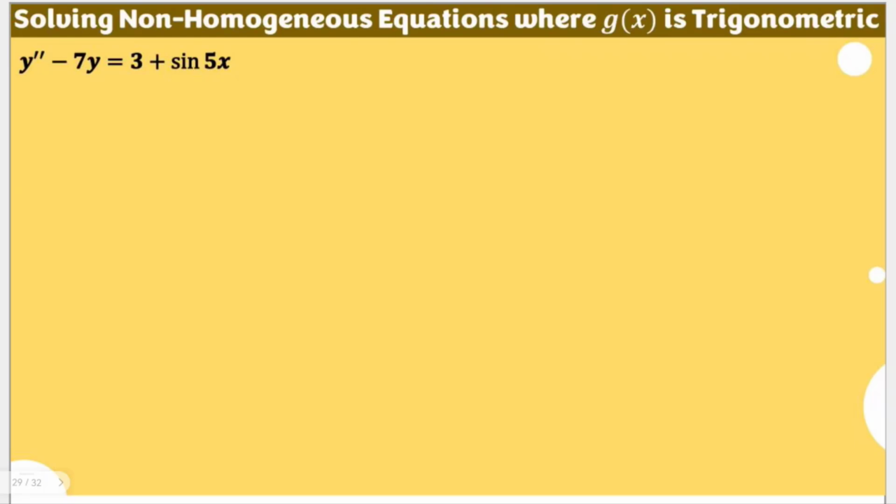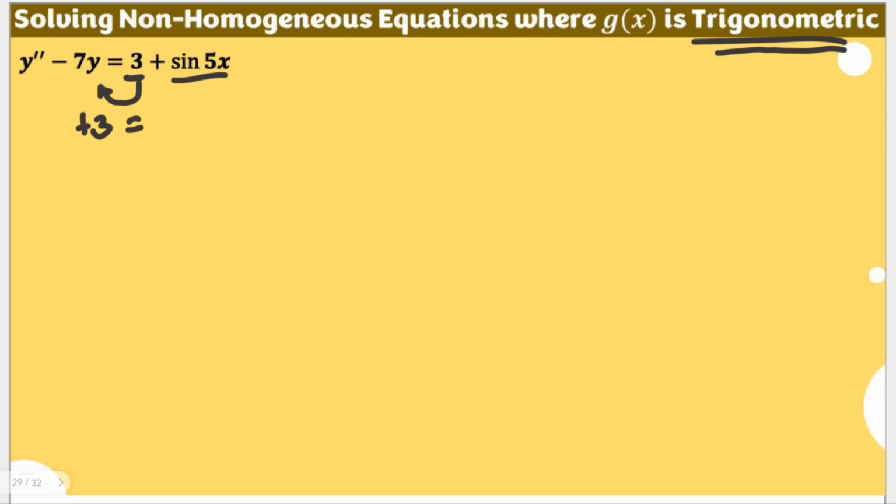We have another example where our g of x involves a trigonometric function, specifically the sine function. But notice that in this given g of x, we also have a constant. Now, we cannot just simply turn it over to the other side because this constant, if turned over to the other side, will become plus 3.